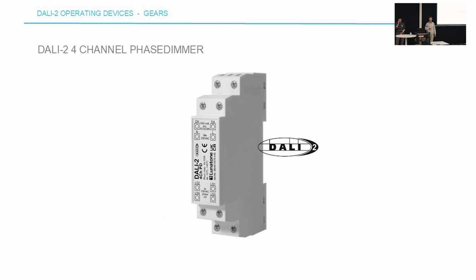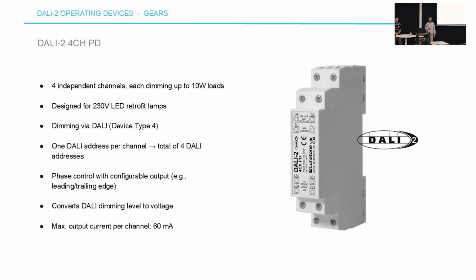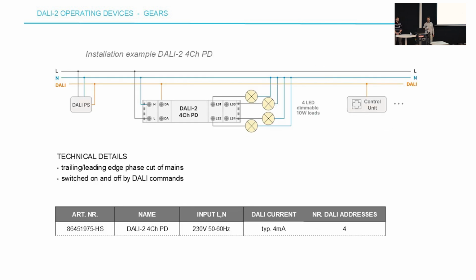Now we'll talk a bit about the DALI 2 4-channel phase dimmer. This is a more sophisticated device with 4 freely configurable channels. Each of these channels gets its own DALI address, and they can handle up to 10 watts per channel. Giving them 4 addresses, you can set them up with, for example, a DALI switch button coupler, and then dim all of these loads separately.